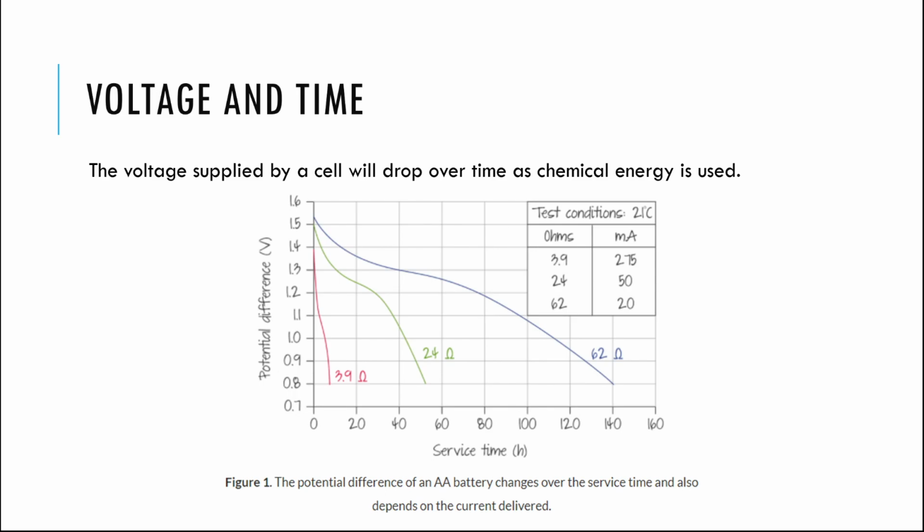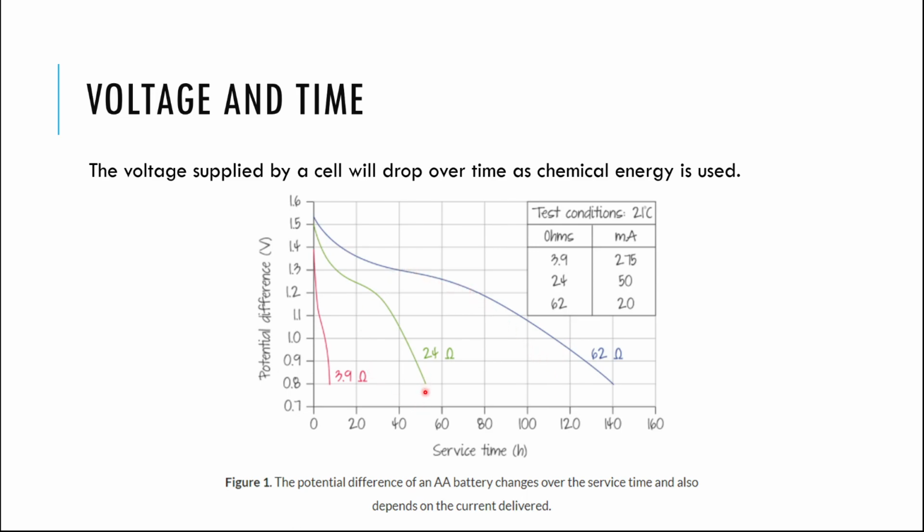One thing about real batteries is that they lose their charge over time, and because of this, the voltage of a battery will decrease over time. All you really need to know is that the voltage supplied by a cell will drop over time as we use up the energy. They do have a certain capacity, so as you run for longer and longer, you use up your reactants, and the voltage will drop because of this.